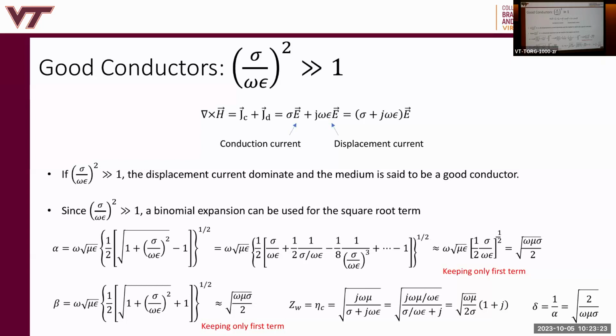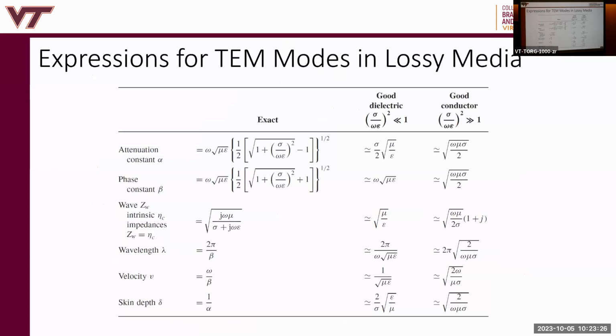So we put this in a table now, and we have all the expressions for TEM modes in lossy media. The attenuation constant, the phase constant, the wave impedance, which is complex, the wavelength, the velocity, and the skin depth. All right. These are the general forms, the exact forms for alpha and beta, and for the wave impedance, and for the wavelength, velocity, and skin depth. Right. Then we specialize it to the good dielectric and the good conductor cases, and we got these approximate formulas here, right?